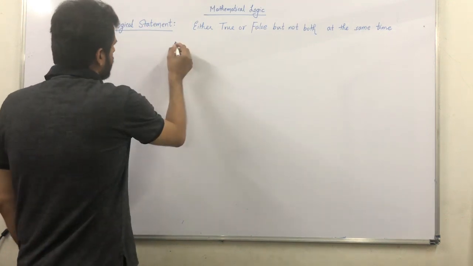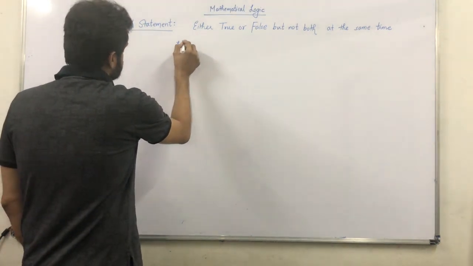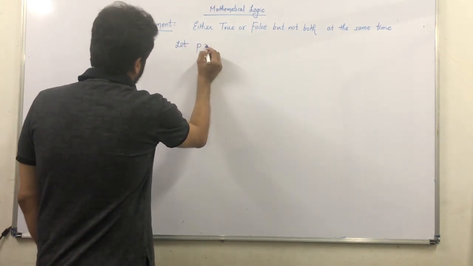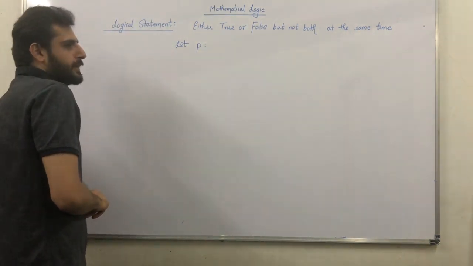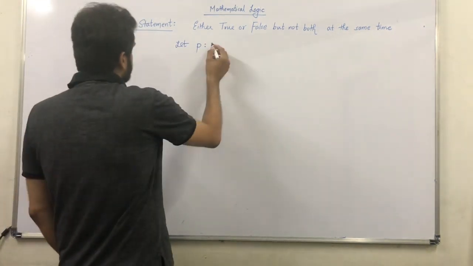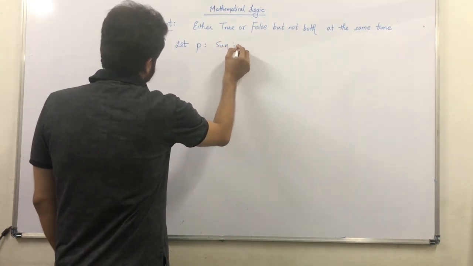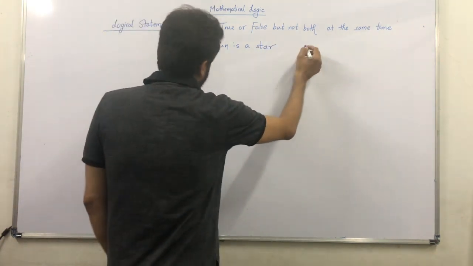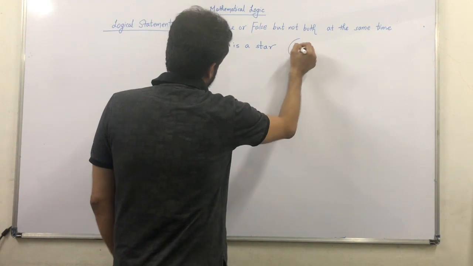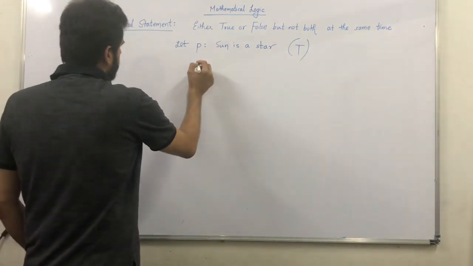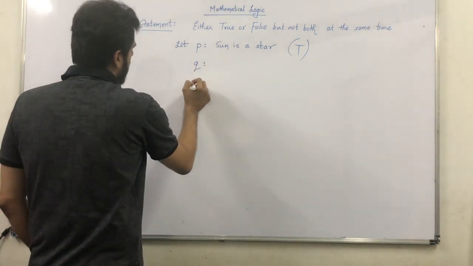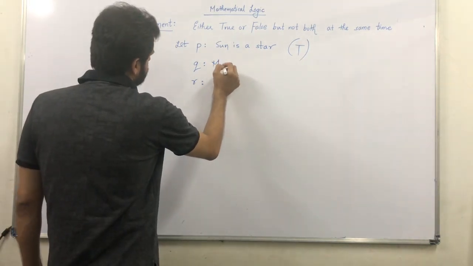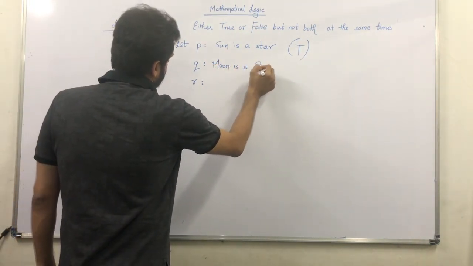We can say a sentence has a symbolic form. In symbolic form, I can use small letters like P. So P is the statement that the sun is a star. Okay, and then I say the truth value for this statement is true, and it is capital T. And I can also have Q, I can use R, we can write down like this. So Q is the statement that the moon is a planet.